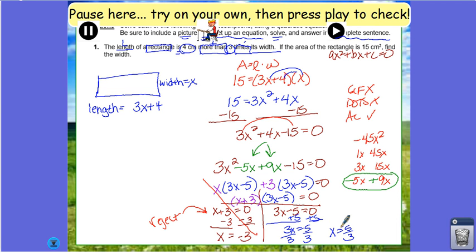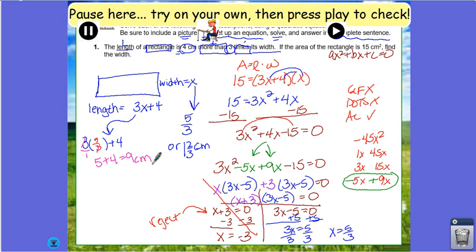So my solution would be that the width is 5/3, or 1 2/3 of a centimeter, and then my length, I have to substitute this in. 3 times something plus 4. Our solution is 5/3. So if I put this over 1 and cross reduce, I end up with 5 plus 4 equals 9 centimeters. So my final answer here is a 5/3 of a centimeter by 9 centimeter rectangle.